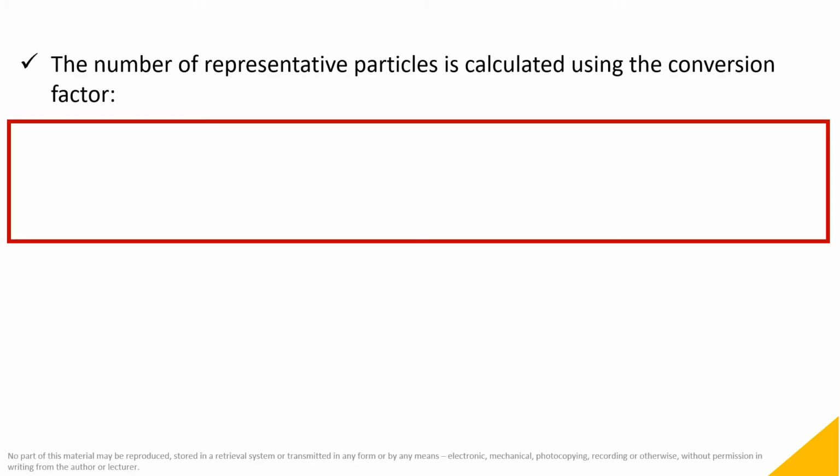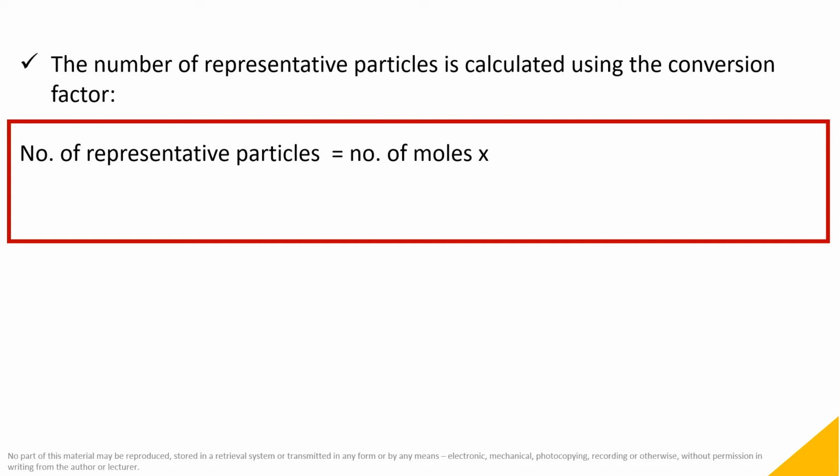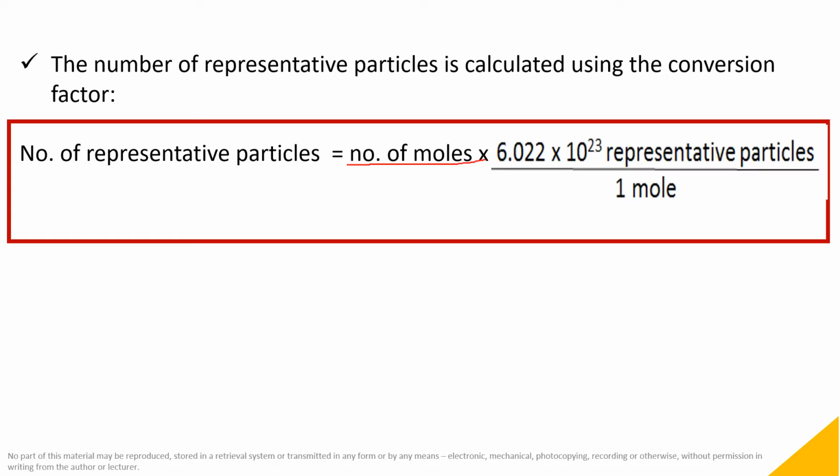Now, how do we calculate the number of representative particles using the conversion factor? So the formula would be: number of representative particles equals the number of moles multiplied by Avogadro's number, which is 6.022 times 10 raised to the 23rd power representative particles over 1 mole. Now, let's have sample problems regarding the computation of these representative particles.